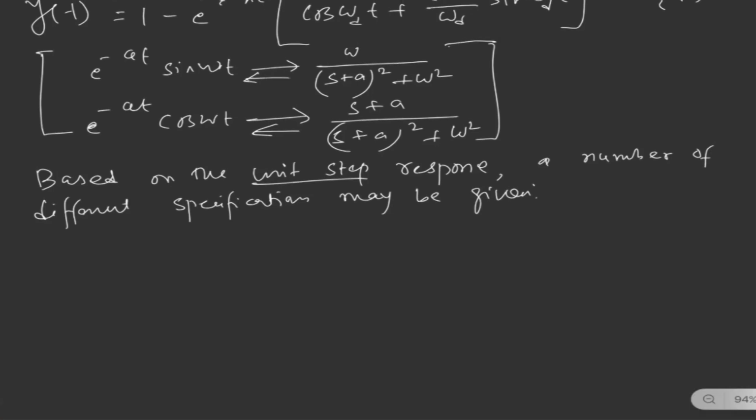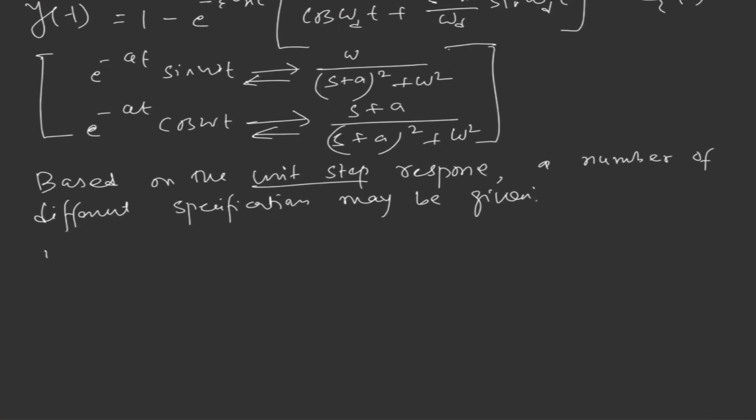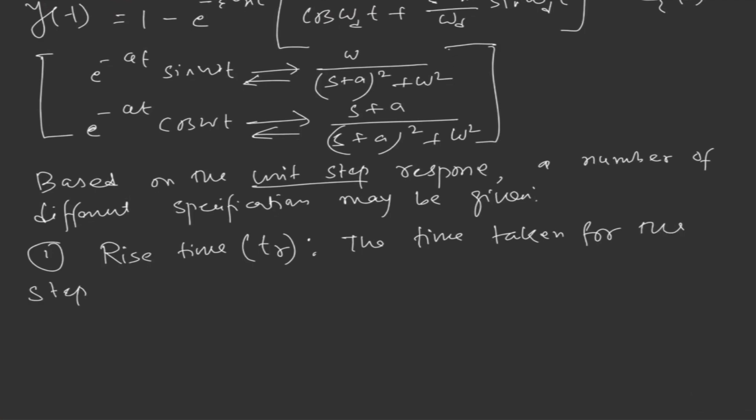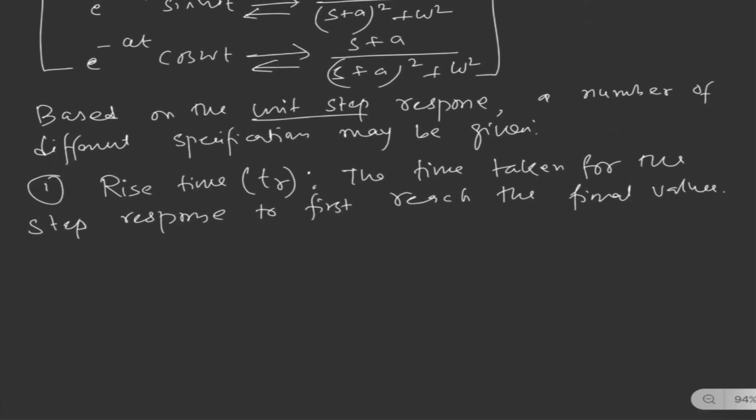As the first specification we are going to derive is rise time, which is denoted by TR. Let me define what this is. The time taken for the step response to first reach the final value. In the response plot, we'll be showing how it looks and how we'll find this rise time, just after some time.